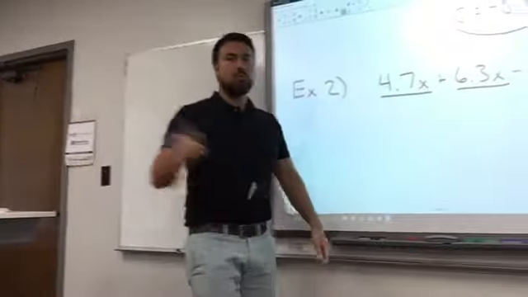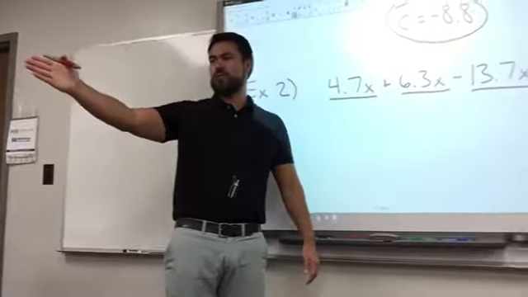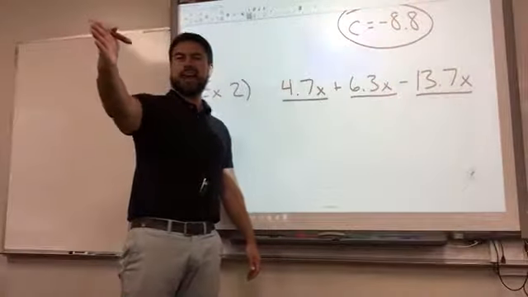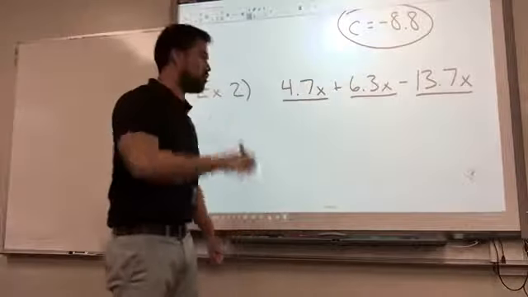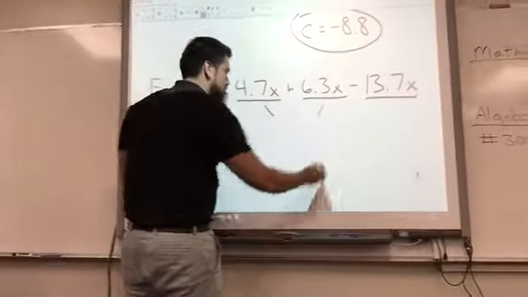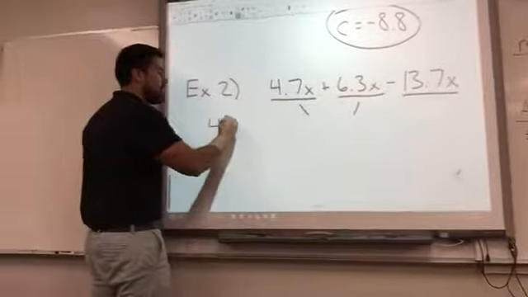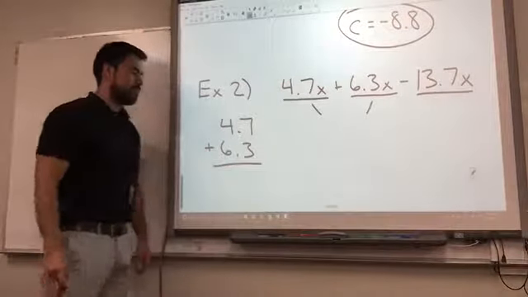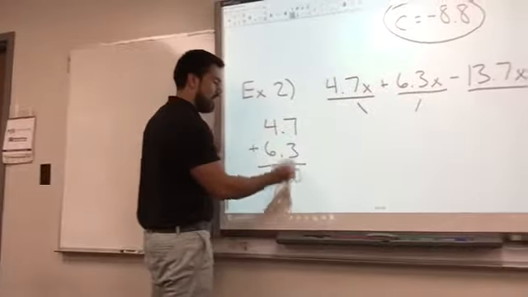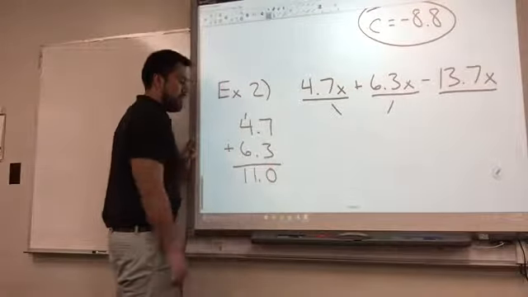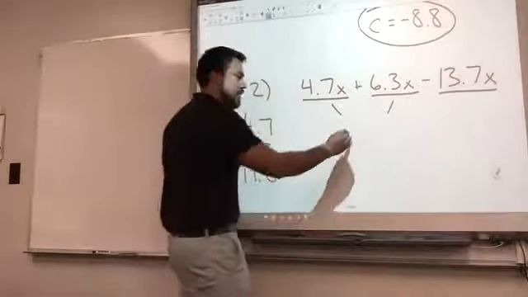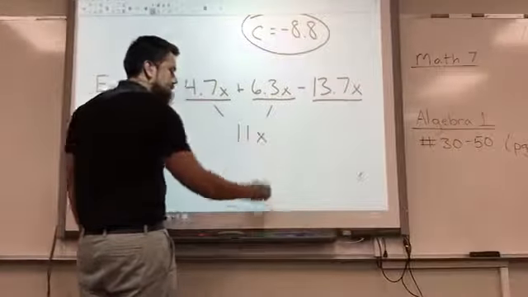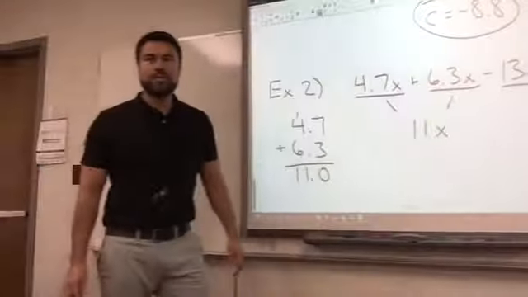Okay, so do you remember order of operations? Where you go from left to right, you do what? Add or subtract, whichever one comes first. I'm going to do these two first. So 4.7 plus 6.3. And now I got to add these up. And what do we get with that? Okay, just 11. And in this case, it's going to be 11x. So far, so good with that?